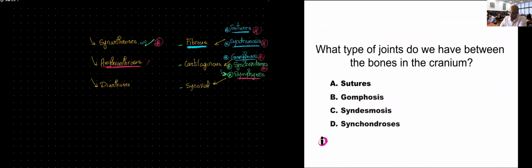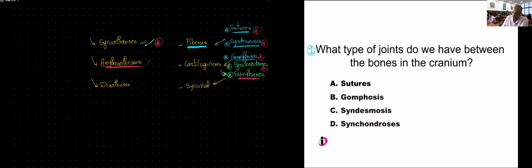All right, so for the first question of the in-class activity for today, what type of joints do we have between the bones in the cranium? What kind of joints do we have between the cranial bones? Are those sutures, gomphosis, syndesmosis, synchondrosis? Which one?